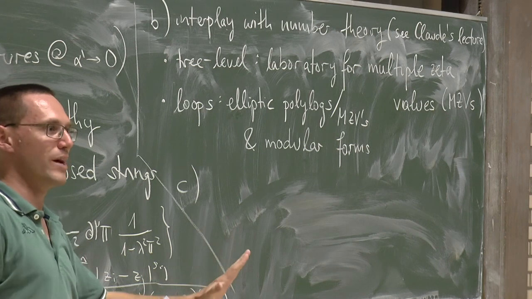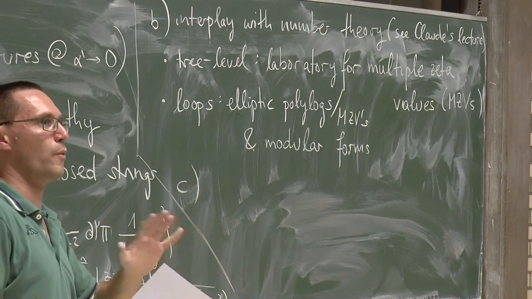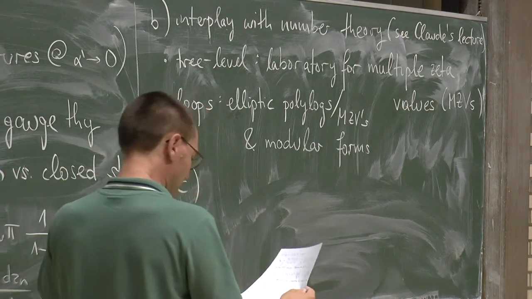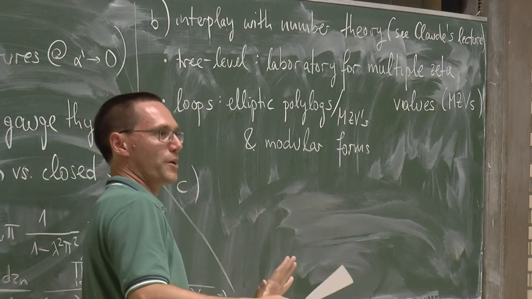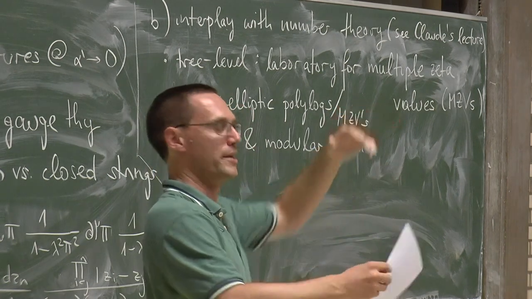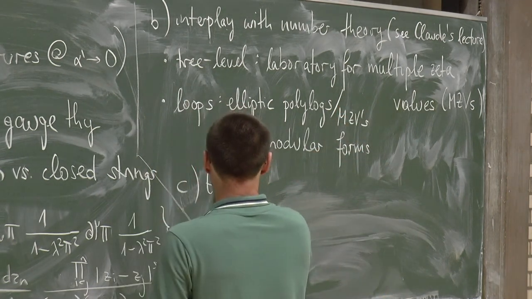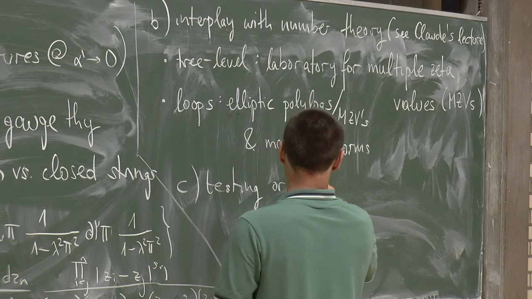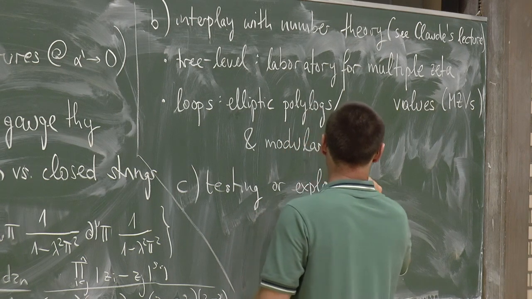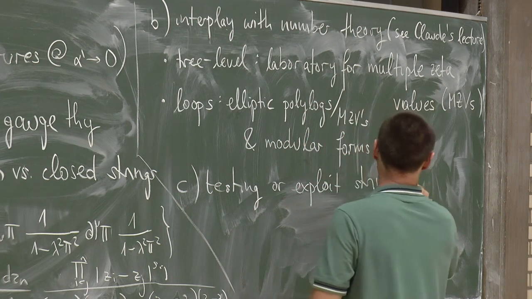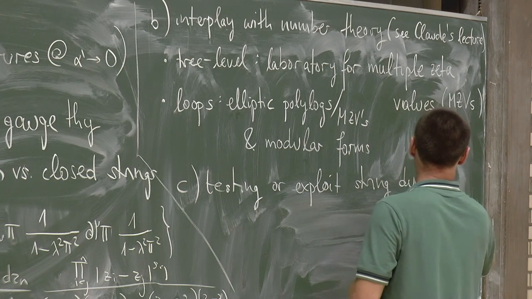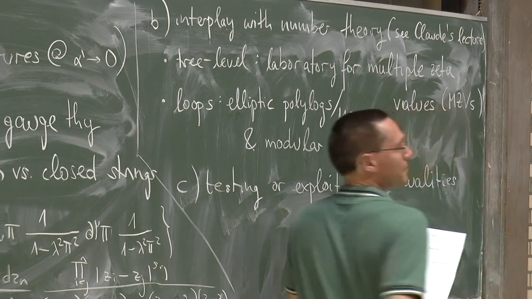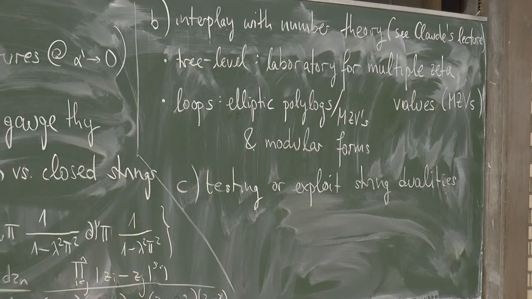There are various string dualities on the market. Some are strong-weak, but others are weak in the coupling. Generically, string dualities will mix different loop orders, but you can study them order by order in alpha prime. So if you have good control over string amplitudes, you can test or exploit string dualities. Maybe the nicest example of this research program is the type IIB closed superstring theory, one of those which give you the type IIB supergravity.